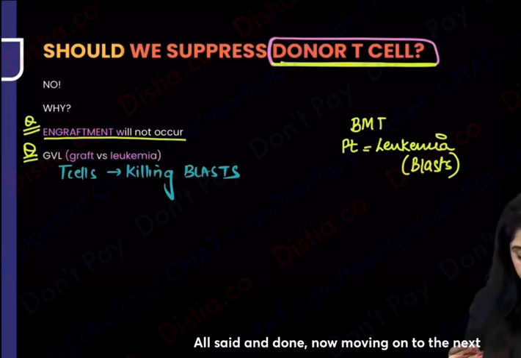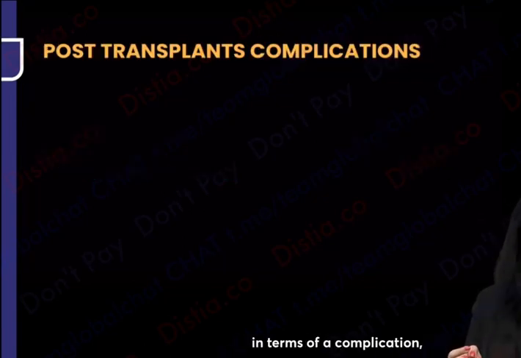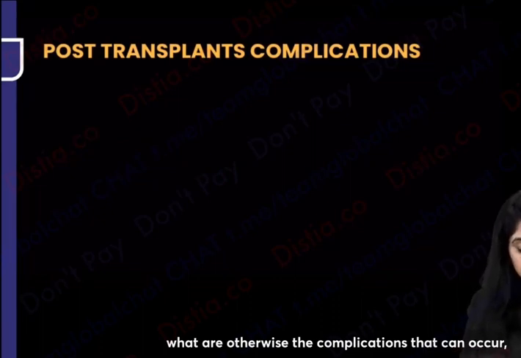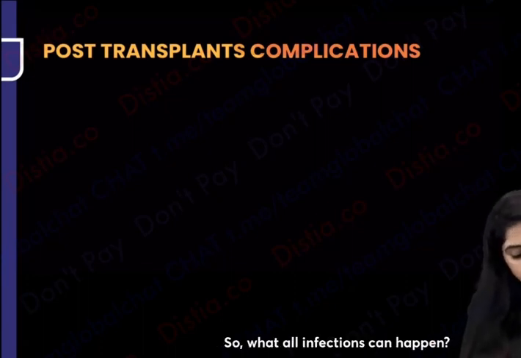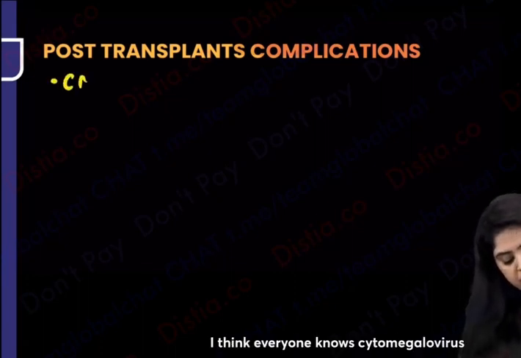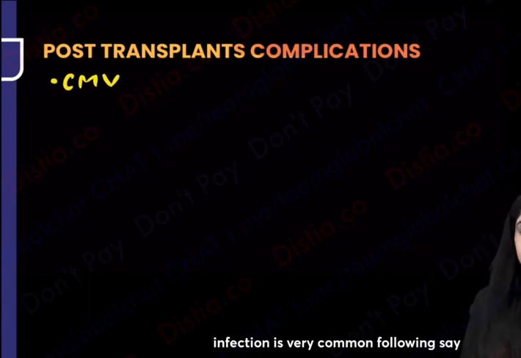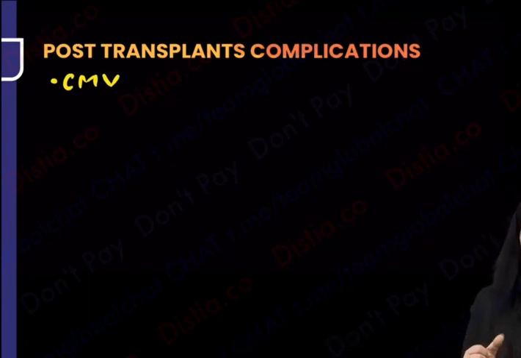Now moving on to the next thing: what are we going to do in terms of complications? What are otherwise the complications that can occur? Not just rejection and GVHD, infections. So what all infections can happen? I think everyone knows cytomegalovirus infection is very common following, say, transplant of the bone marrow, transplant of the kidney.